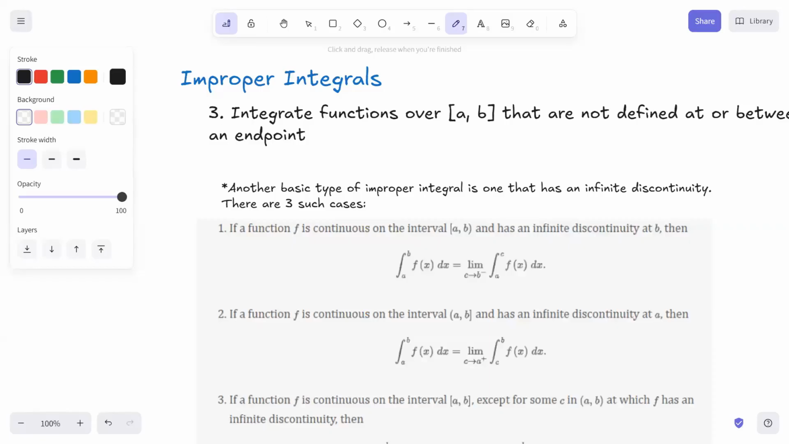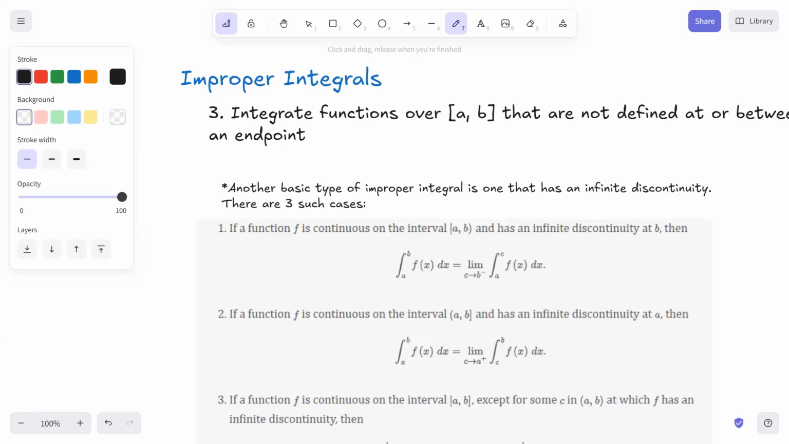All right, guys, we're back with our second installment for improper integrals. If you've not watched the first part, that one's crucial, so make sure you go to that video and check it out. In this one, we're going to talk about integrating functions over a closed interval that are not defined at or between an endpoint.